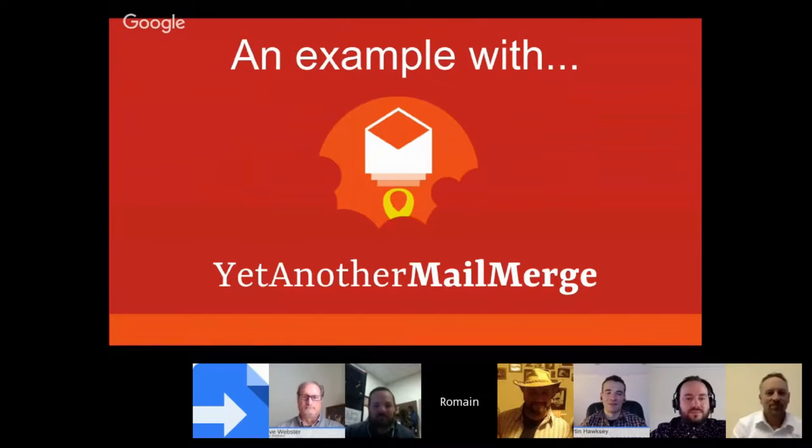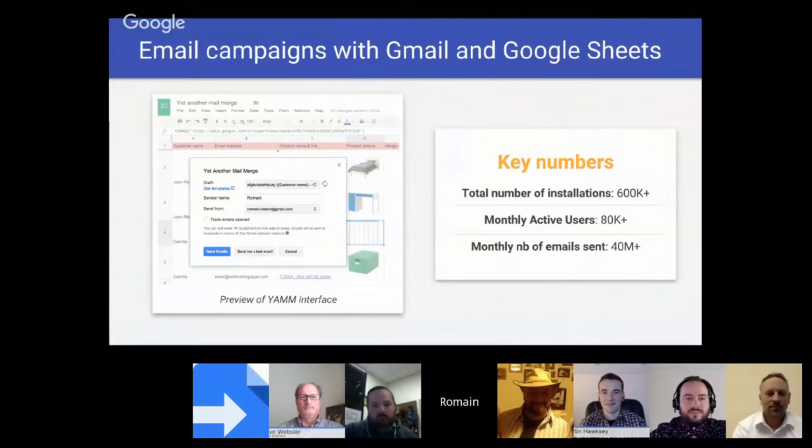Perfect. So I will use Yet Another Mail Merge as an example in this presentation because it is a successful add-on in terms of usage. We have more than 600,000 installations, but that doesn't end up with users trying it once and then stopping. We have more than 80,000 monthly active users, so 80,000 people who are sending emails at least once a month. But we also have users sending emails every day with the tool, and we are sending roughly 40 million emails per month. So those are nice numbers, and I know them thanks to analytics.